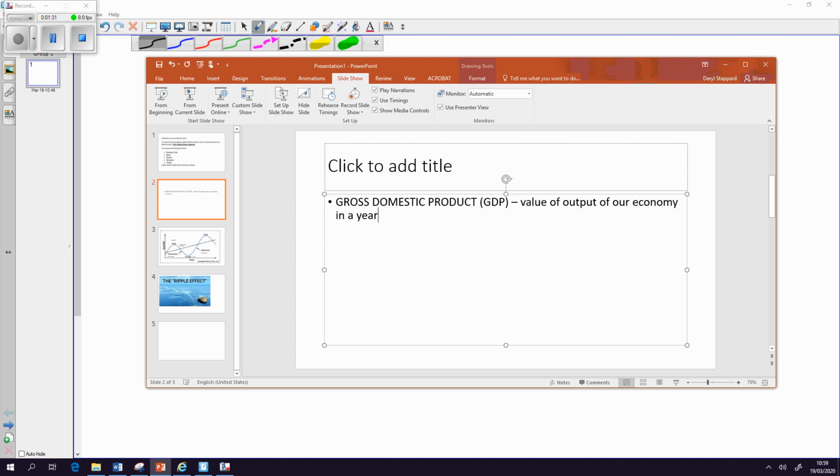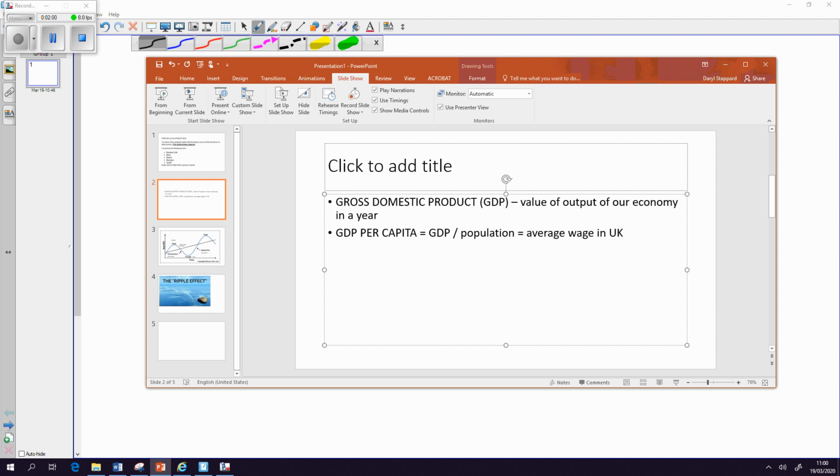Now, what we can do from this, we can work out something very important. We can work out something that we call the GDP per capita. Now, this will be calculated through a formula, which is GDP, so the gross domestic product, divided by the population of our country. Now, what this will give us a rough idea of is the average wage in the UK.